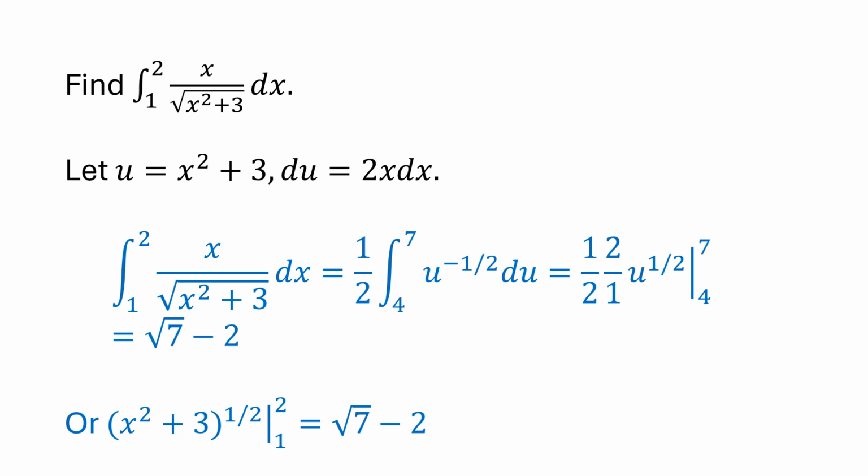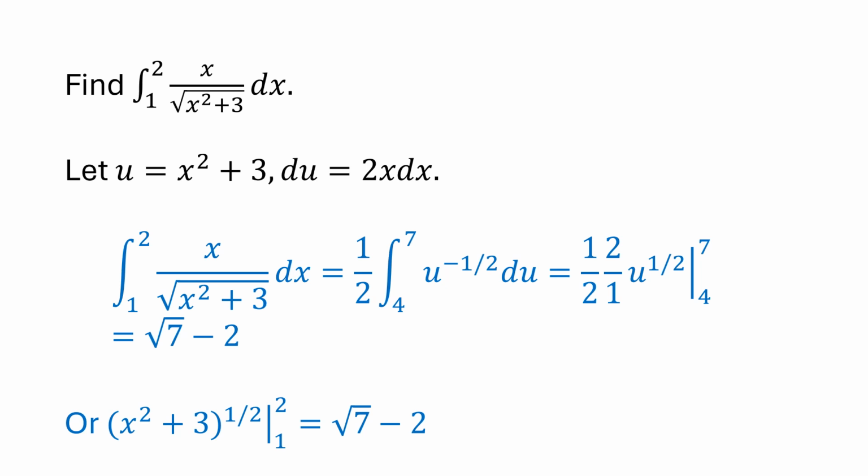And when x is 1, u is 4, so we change the limit. When x is 2, 2 squared plus 3 is 7. And so what we have is 1/2 the integral from 4 to 7 of u to the negative 1/2 du. Now, here we're going to raise this to the plus 1 power, u to the minus 1/2 plus 1 is u to the 1/2. And we're going to divide that by 1/2, or flipping it around, we get 2 over 1.